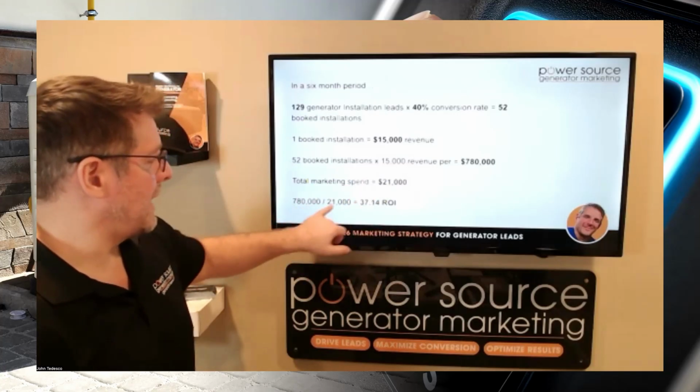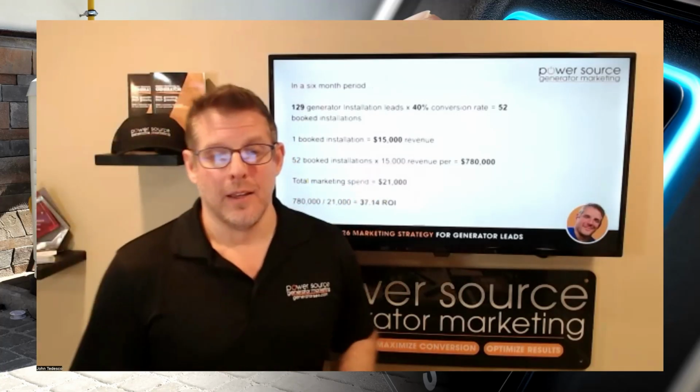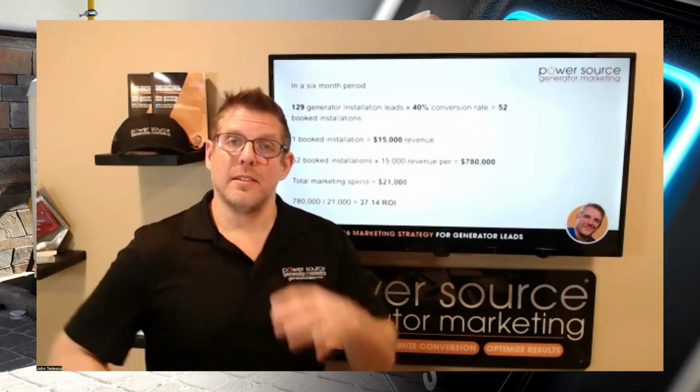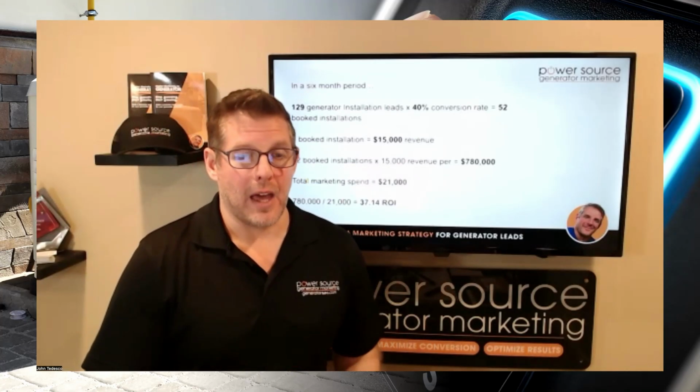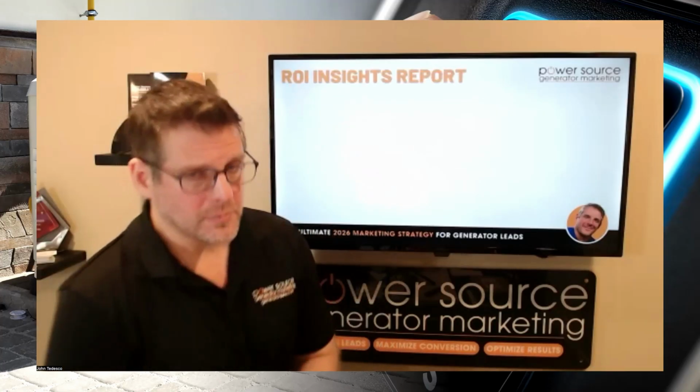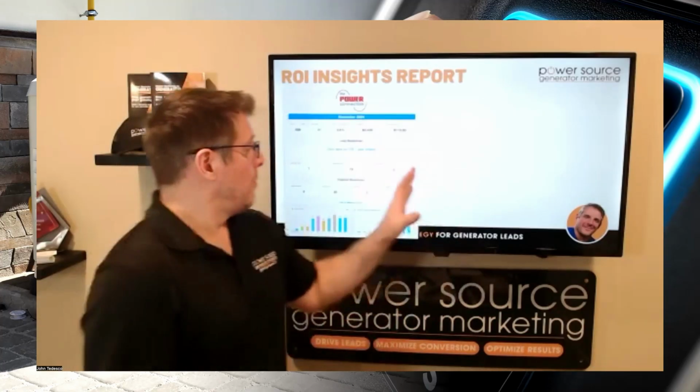You're making 780. It's 37 times your spend. So having that number in place so that you can make it better on a consistent basis and have that squared off for the entire month. ROI insights reports. We do this for our clients.